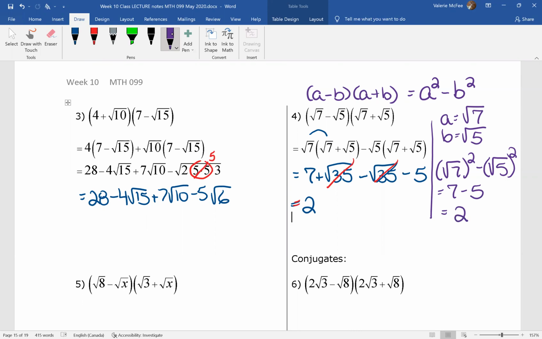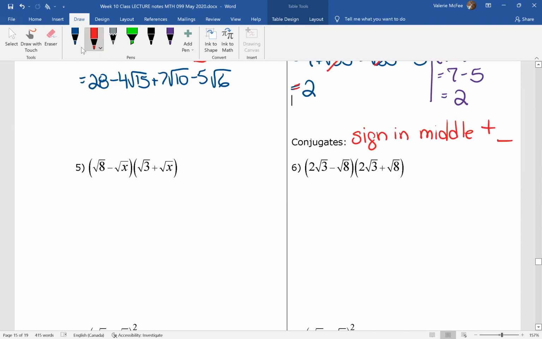These are known as conjugates. When the sign in the middle changes, one is a plus, one is a minus, we get that a minus b times a plus b. Keep your eye open for those. Use the formula. Now, I also asked you to do question 5.